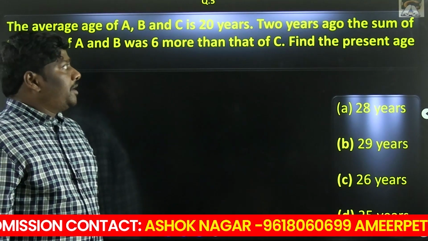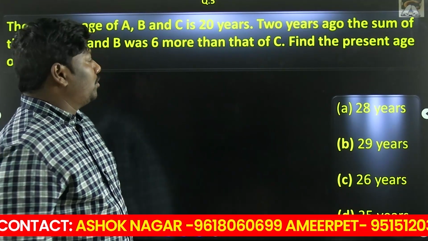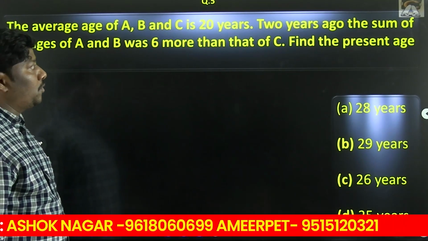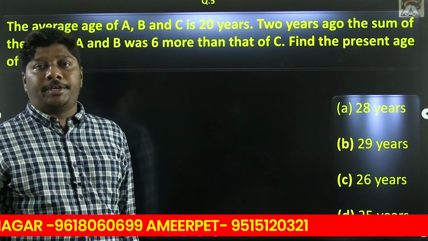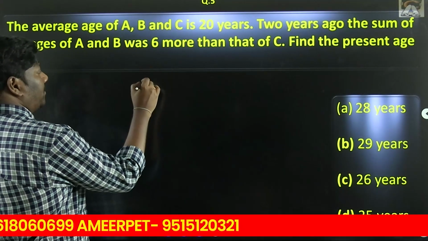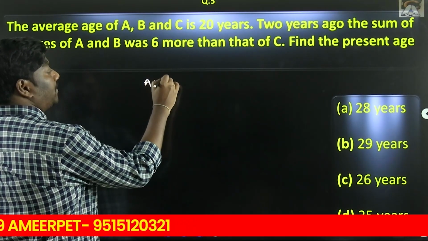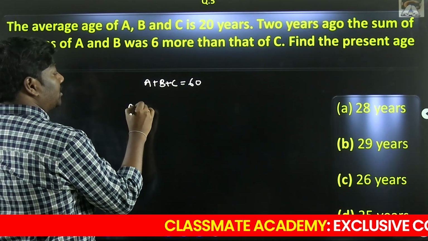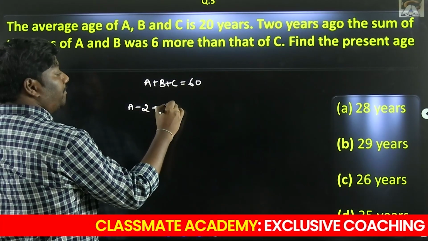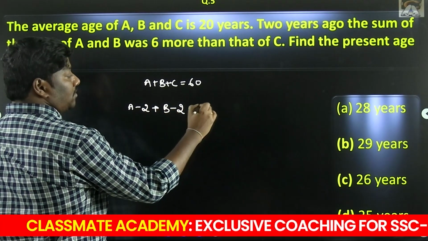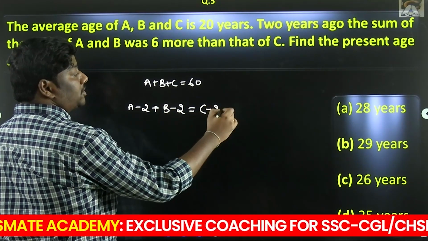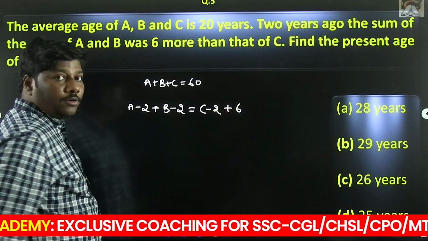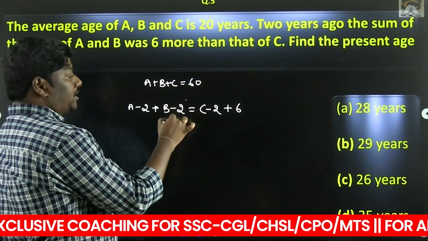The average age of A, B and C is 20 years. 2 years ago, the sum of the ages of A and B was 6 years more than that of C. If you take the average of A plus B plus C, the sum is equal to 60 years. 2 years ago C's age is C minus 2. How much more? 6 more. Therefore, these 2 and these 2 cancel.